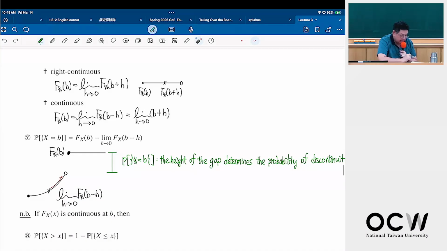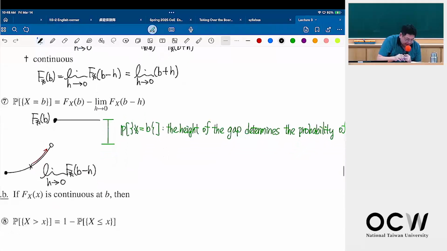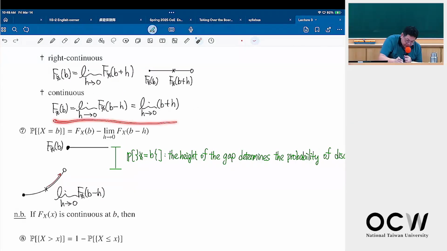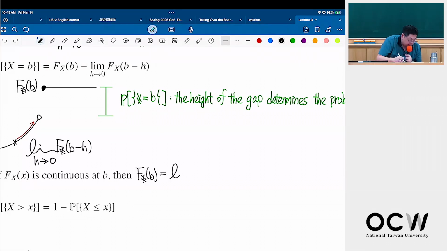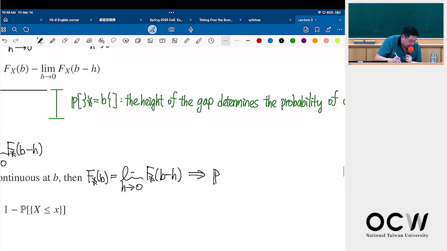And here, we also have in the notes, if f of x is continuous at point b, then we know continuous, it should be equal. f of x at b will be equal to the limit as h goes to 0 of the value at the point b minus h. So here we get the result. The probability should be 0.